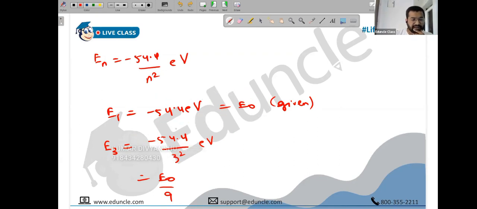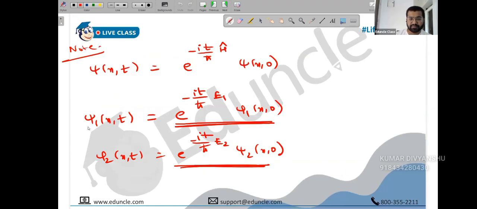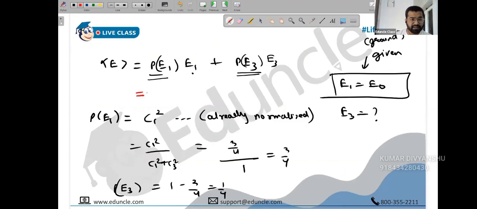We have to write it in terms of E naught. So this is minus 54.4 electron volt, that's E naught, and in the denominator you have n square, which is 9. So the energy is E naught by 9. Substitute. The answer would be: probability is 3 by 4, and then you have E naught, and then the probability is 1 by 4, and you have E naught by 9.